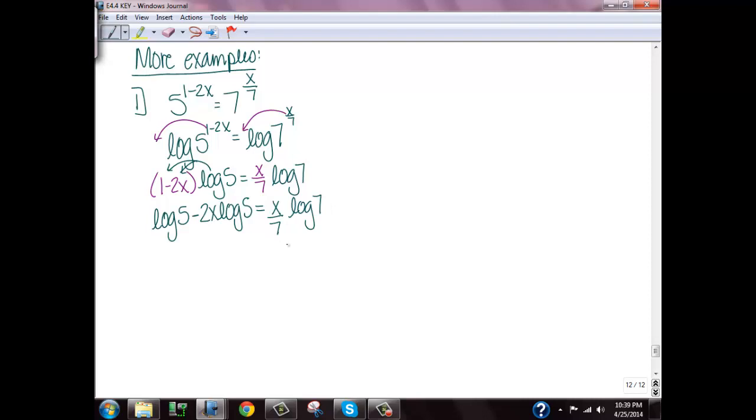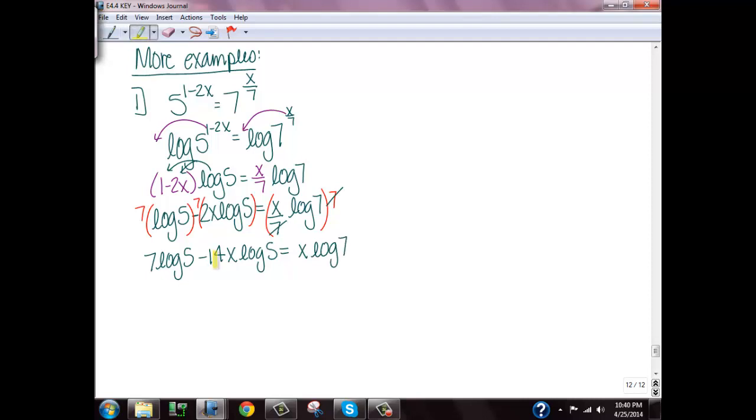Now the 7 on the bottom is kind of messing with me. I don't like it. So I'm going to go ahead and clear fractions by multiplying every single term by 7. If I multiply every single term by 7, it will clear that 7 off of that third term. So I'm left with 7 log 5 minus 14x log 5 equals, over here my 7's cancel and I just have x log 7. Okay.